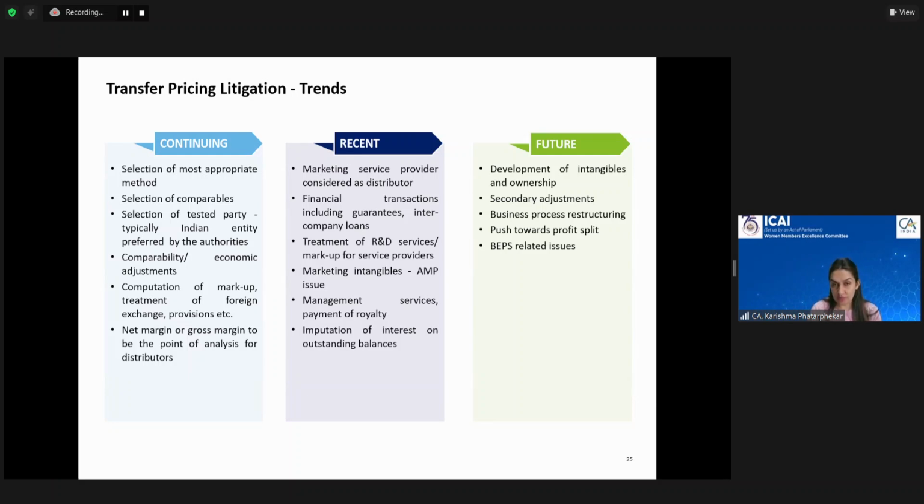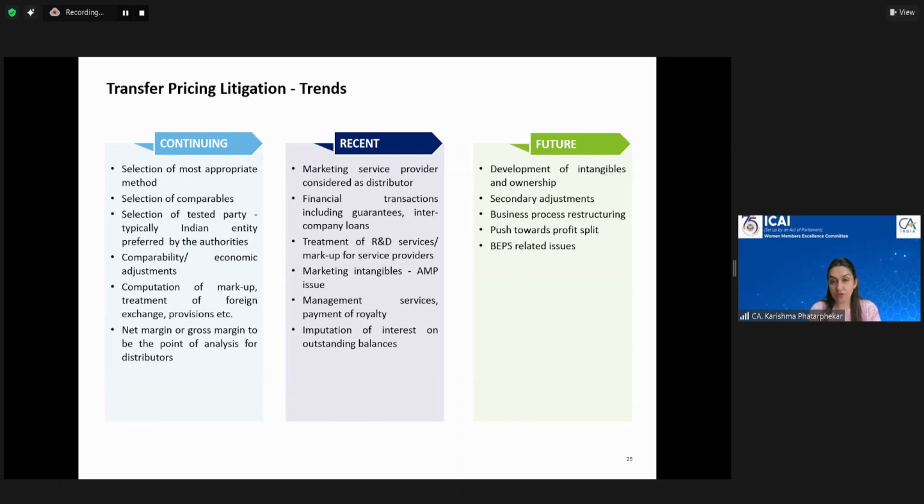Then you have selection of tested party, where you typically see which of the companies you want to test the transfer pricing for. And then you have also economic adjustments. How should you compute the margin? Should you include foreign exchange as an operating item? Should you exclude it? Whether you should take net margin, whether you should take gross margin. So these are the continuing debates on transfer pricing. Recent debates that we see happening are on account of, let's say, a marketing service provider, which is like a pure commission agent or marketing support service provider, where you typically give a cost plus. It is being considered as a distributor. And they're saying that, look, cost plus is not adequate, you should have a return on sales.